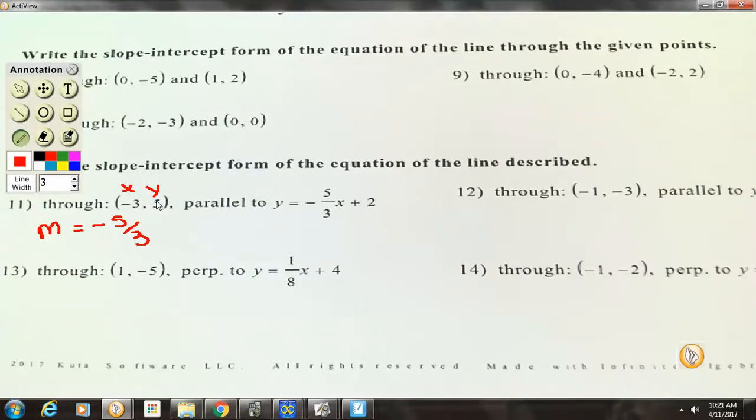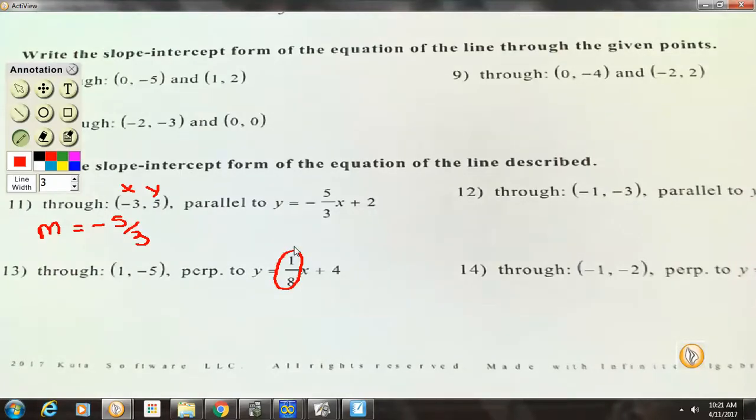So we'll do 13 together. Let's talk about 13. 13 and 14, the directions tell us that the lines are perpendicular. If our line goes through 1, -5, it's perpendicular to y equals 1/8 x plus 4. So if our lines are perpendicular, what do we know about our slope? Not the same, they are opposite reciprocal. So if the slope of this line is 1/8, what's our slope going to be?